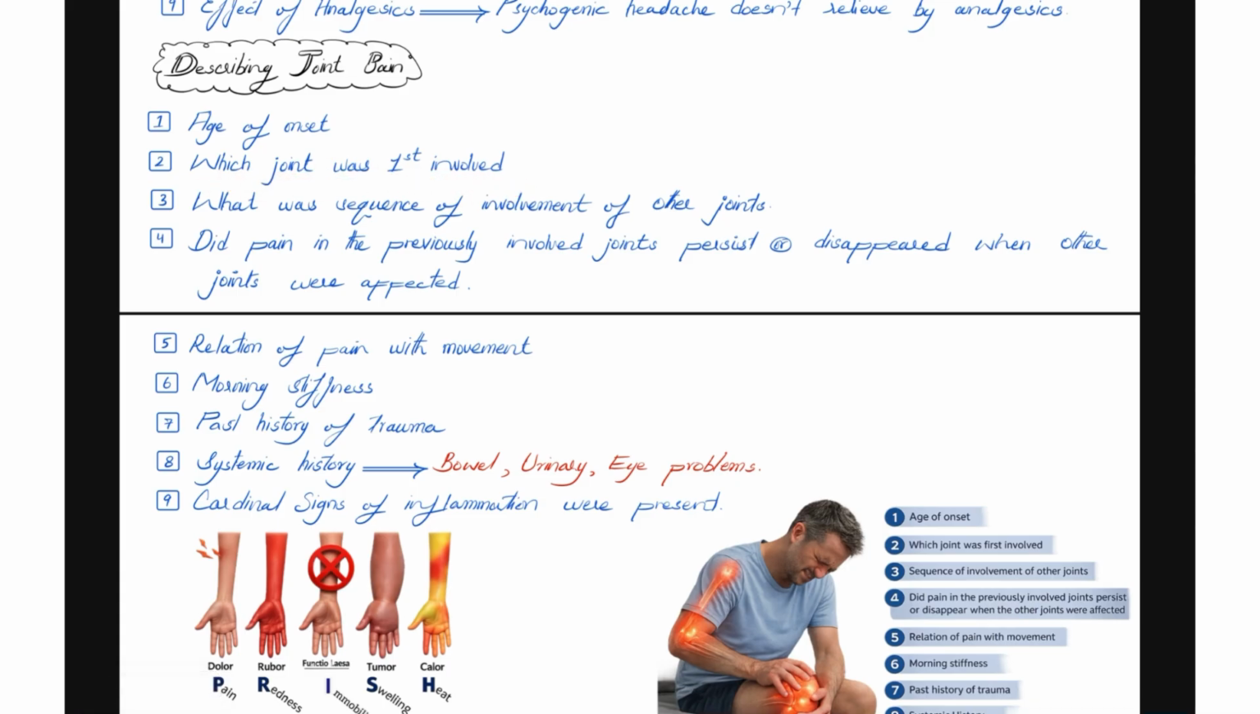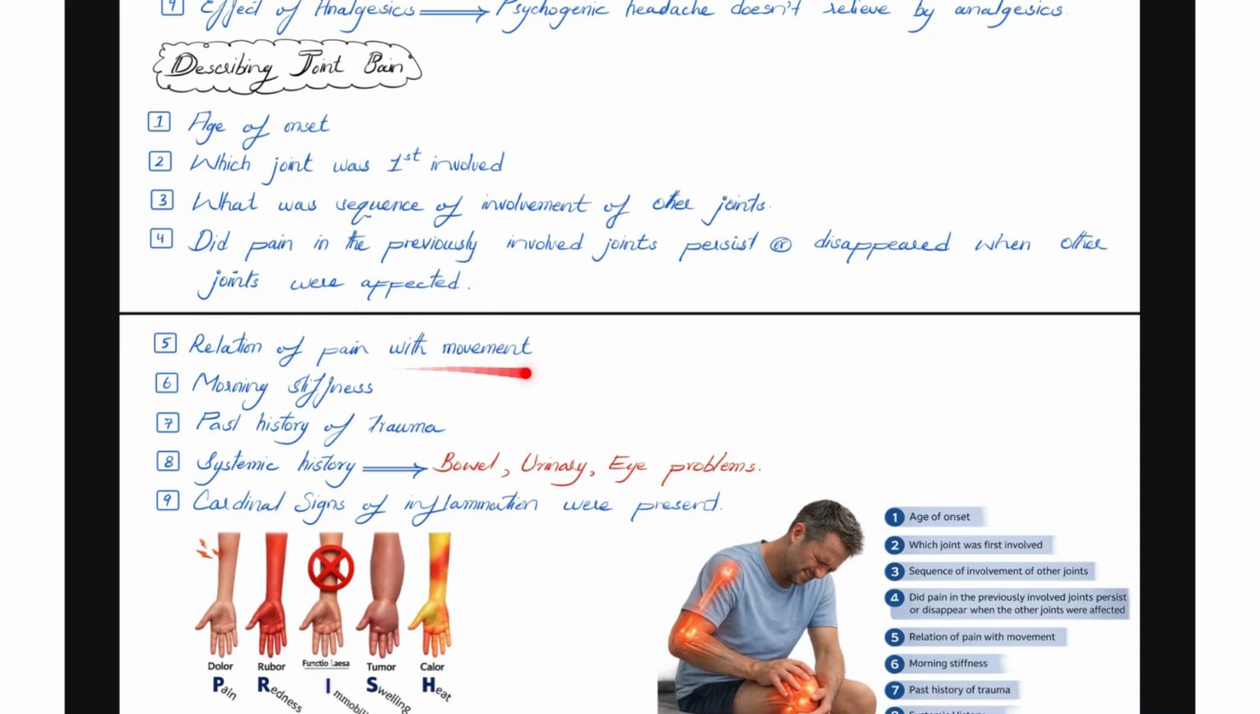What was the sequence of involvement of other joints? Did it start from small joints and now it has involved the larger joints, or did it start with the larger joints and now involve the smaller joints? And did pain in the previously involved joints persist or disappear when other joints were affected? This is to rule out migratory arthritis, which occurs in rheumatic fever, rheumatoid arthritis, lupus arthritis, and Lyme disease.